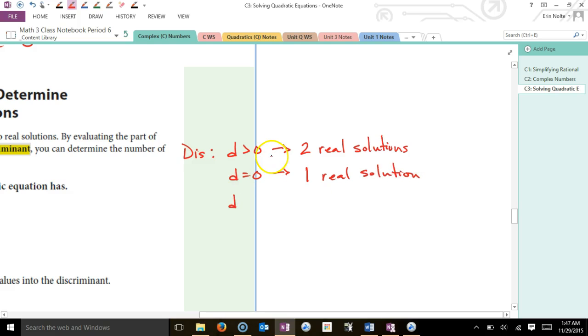If your D is negative, less than 0, what happens if you have a negative square root? It's an imaginary solution. Okay, so that tells you that you have no real solution, so make sure you read what they're asking you, how many reals, and that there are, in fact, 2 imaginary solutions.